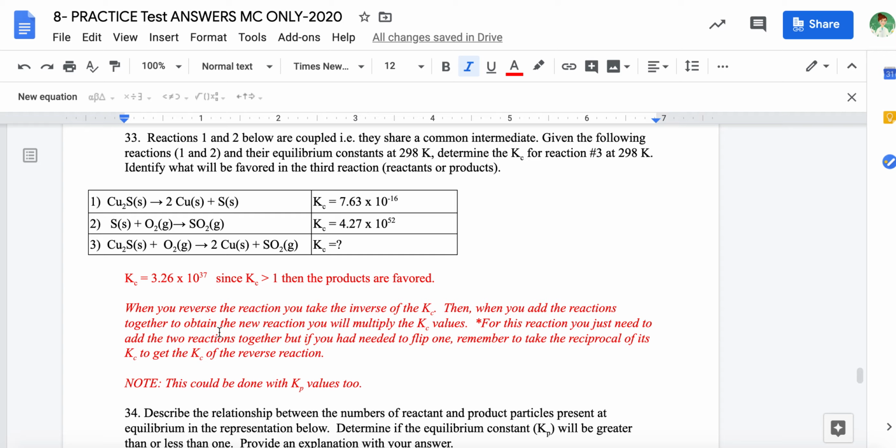But remember, when you add the reactions, you're going to be multiplying the values for K. So if you had to do any other manipulation, we want to remind ourselves here, if you reverse the reaction, you take the inverse of the K. When you add the reactions, you multiply the Ks. In this reaction, you're just adding the 2. So you don't need to worry about any of those other rules, but I wanted to remind you of them. Remember, this could also be done with KP. This can also be done with KSP as well.